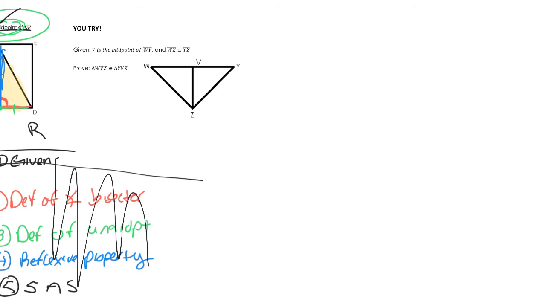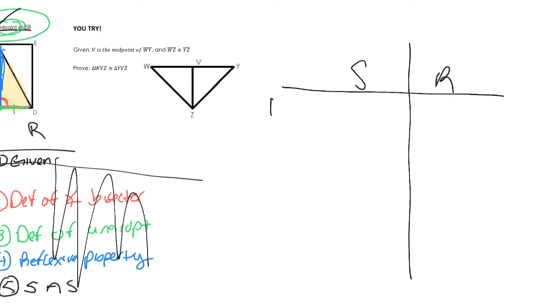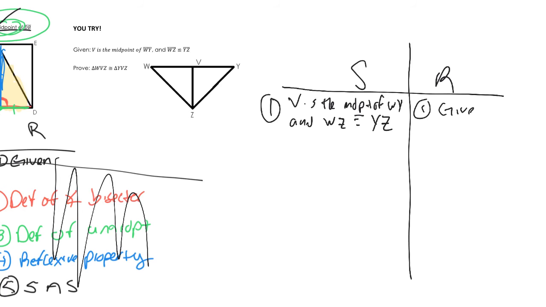All this stuff is from the last question. So we're going to write our statement and reason chart. We're going to write our given, always our first step. V is the midpoint of WY, and WZ equals YZ. So that's what we're given. So step 2. I should mention, you're trying to prove these 2 triangles are congruent. There's only 2 triangles, so it's pretty obvious. We got to prove those 2 triangles are the same size.